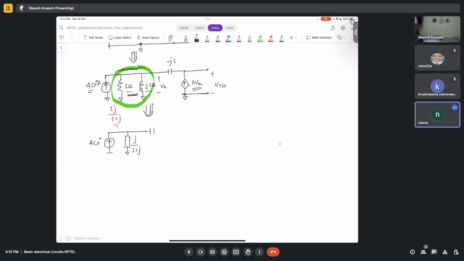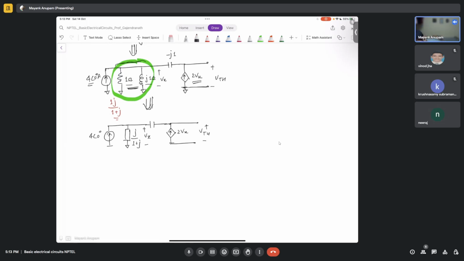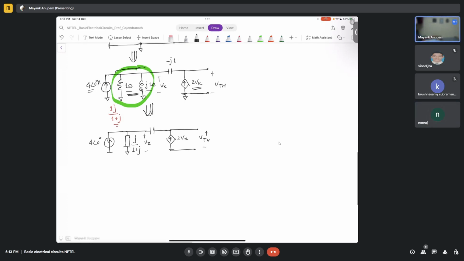Because you see this voltage here, this is Vx, which is actually needed, right? Here also, if we do source transformation here, this voltage Vx will be lost, so we cannot transform it anymore. We will have to go with this only. Okay, so now we'll do KCL.